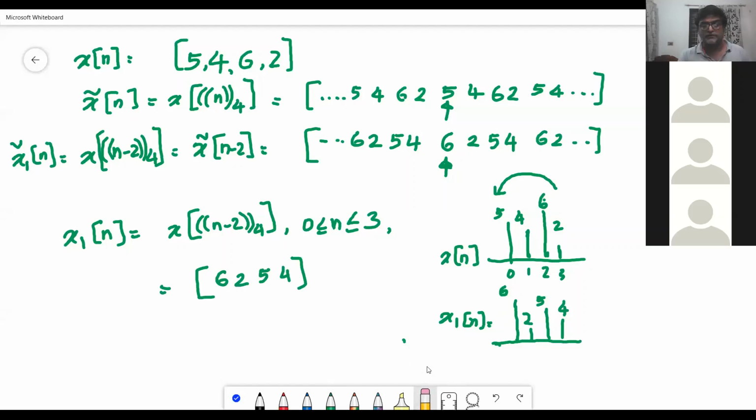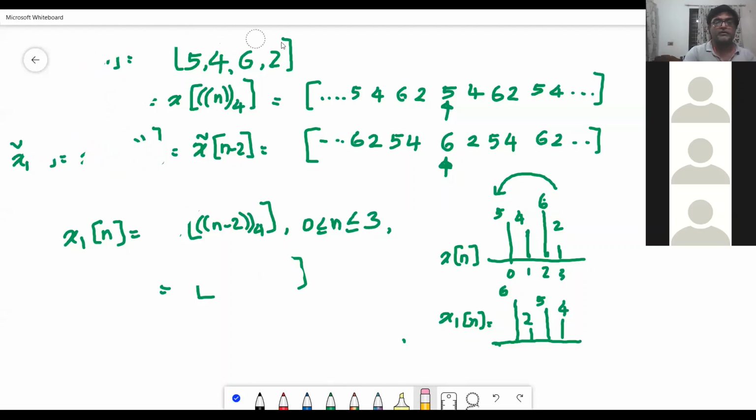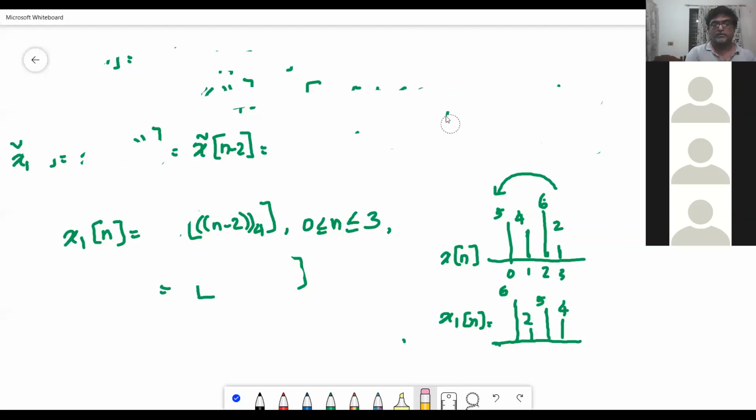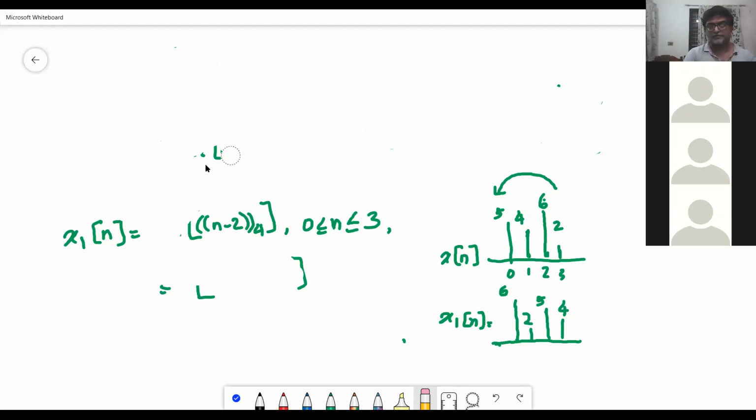So let me rub this off. I need the last figure, that's right. It's very cumbersome.